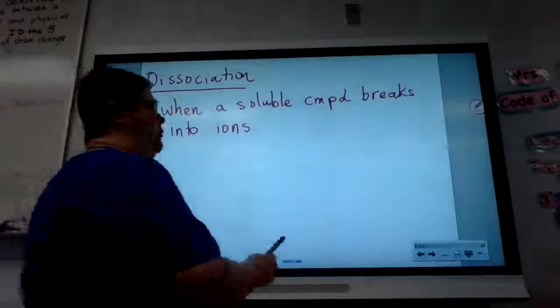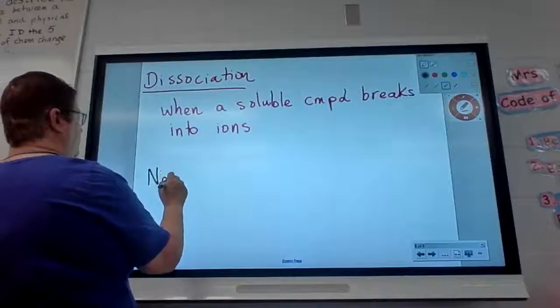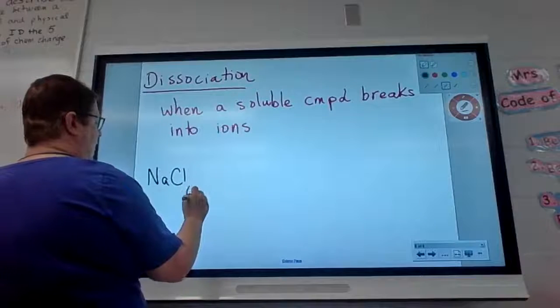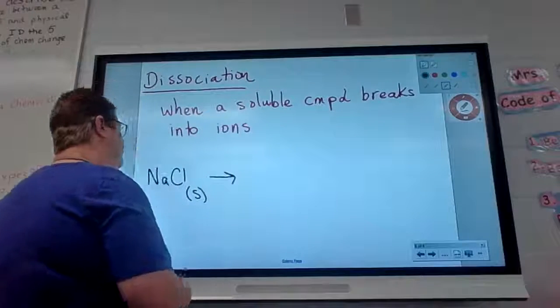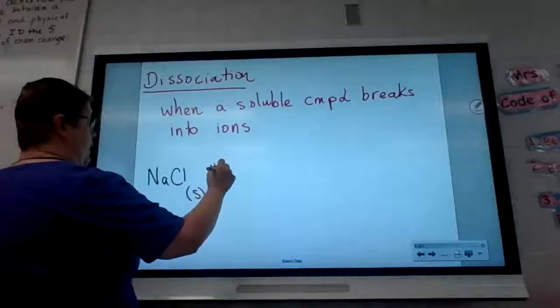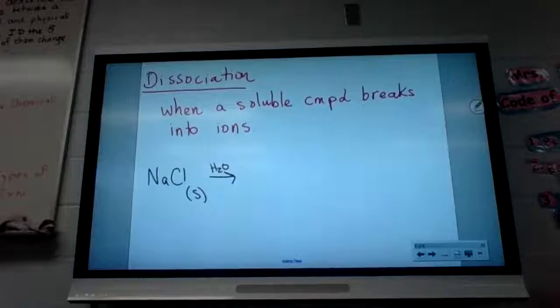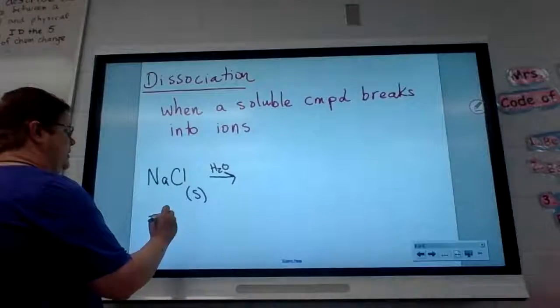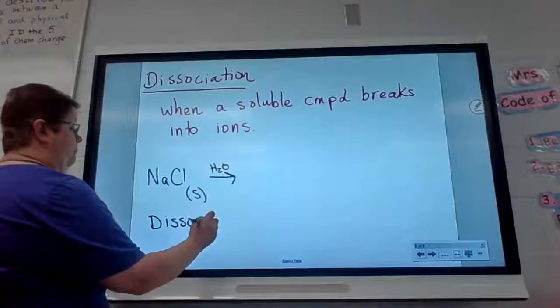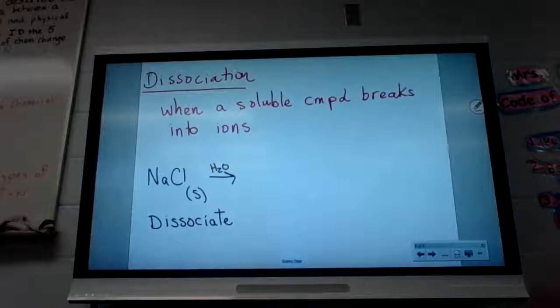All right, so for example, if we put NaCl, which is a solid, into water, what do we all know is going to happen? It's going to dissolve. I'll just write the H2O on the arrow. Now, the correct word for this is it will dissociate. We can say dissolve all day long, but the correct word is it will dissociate.